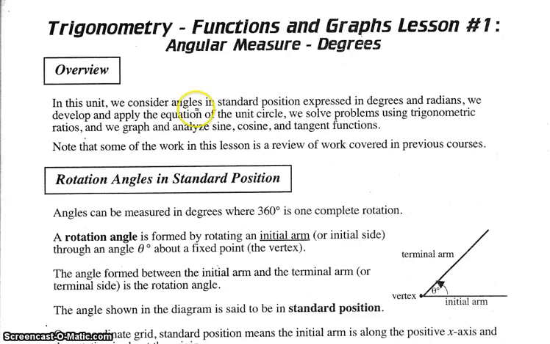We're going to look at angles in standard position, which you touched on in 20-1 in degrees, but now we're going to also talk about an angle measurement called radians. We're going to develop and apply the equation of the unit circle, and we're going to solve problems using trig ratios, and then finally look at the graphs of sine and cosine, tangent, and the transformations of sine and cosine.